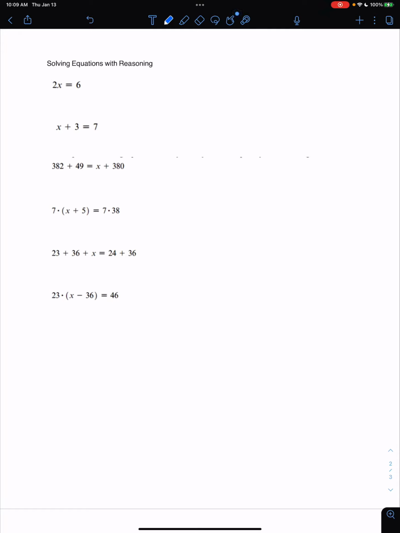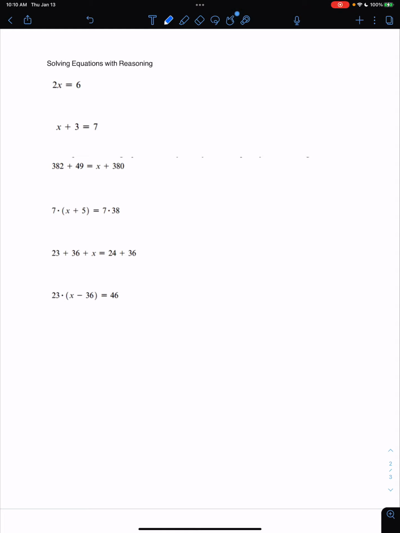Now, I talked in a previous video about solving equations, and we're going to talk in the next video and the video after this one about solving equations. There's a couple different ways we can solve equations. We can solve equations with reasoning, just using our math knowledge, or we can solve equations using algebra. In this video, we're going to talk about solving equations with reasoning.